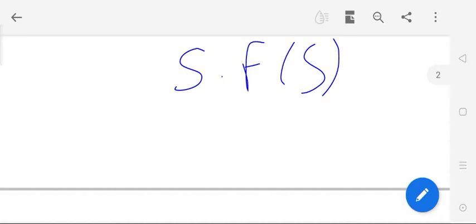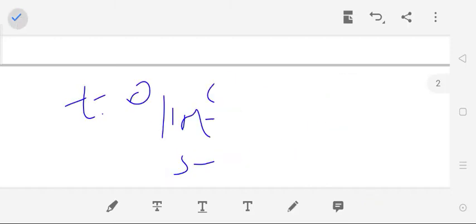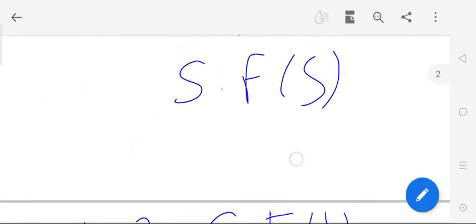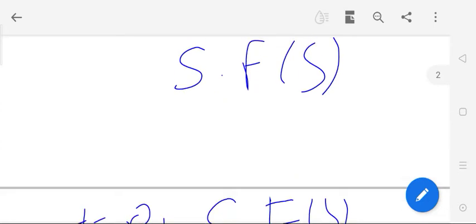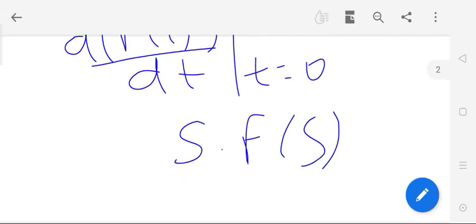Now I want to find the value of this s F(s) at t equal to 0. From the initial value theorem, I know that if I have to find the value of a function at t equal to 0, I just have to multiply it with s and then take the limit as s tends to infinity. So we are going to do the same. We first multiply this with s, and then we find the limit. Now s is already there because of the differentiation, so I'll multiply it with s again and find the limit of that function.